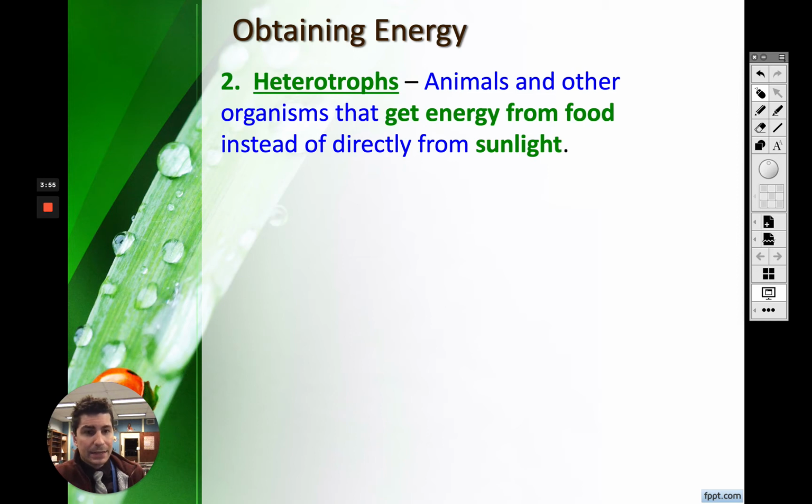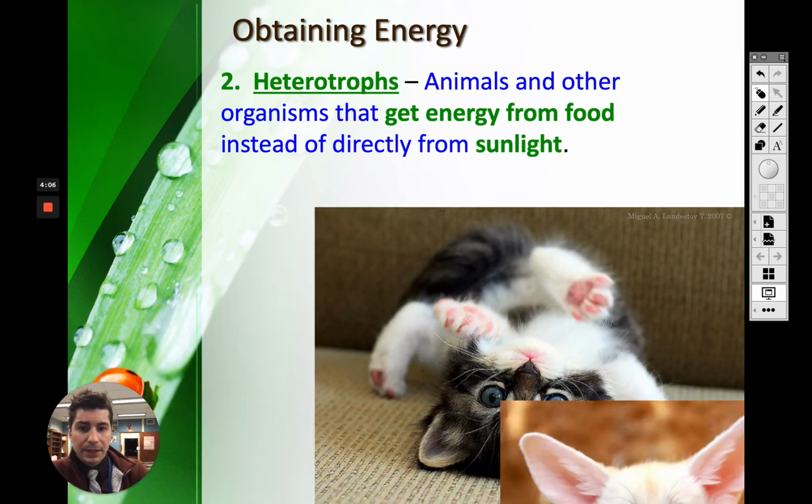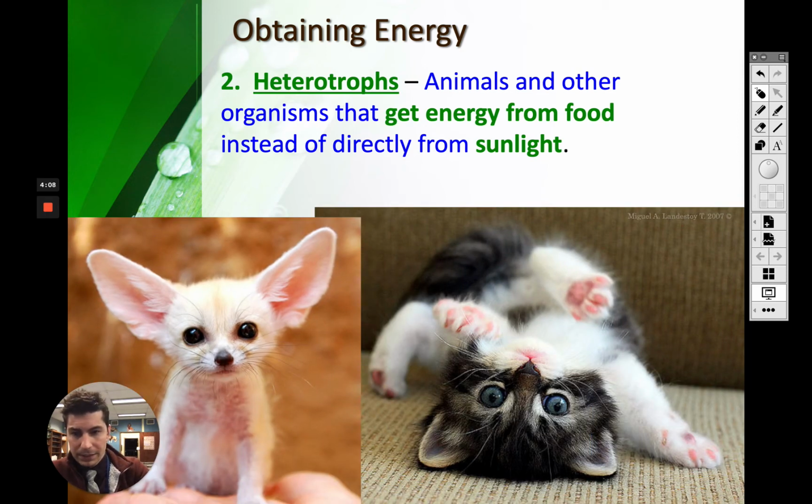So like I said, autotrophs can make food themselves. Heterotroph, the prefix hetero means different. So they are different, they're opposite of autotrophs. They cannot make food by themselves, all right? These are things like a lovely fox we have over here. Yeah, you thought it was a dog. It's a fox. It's cute.